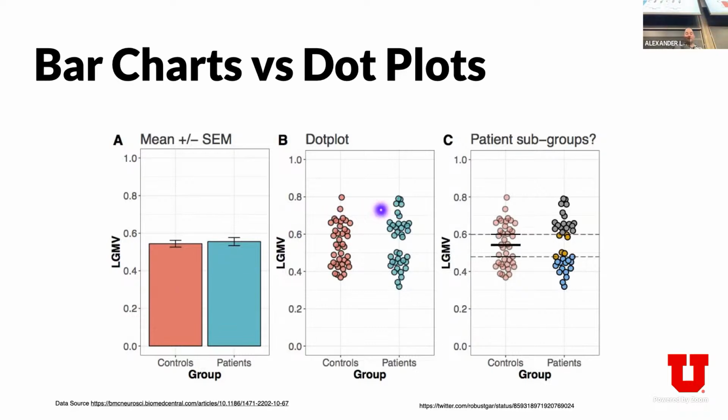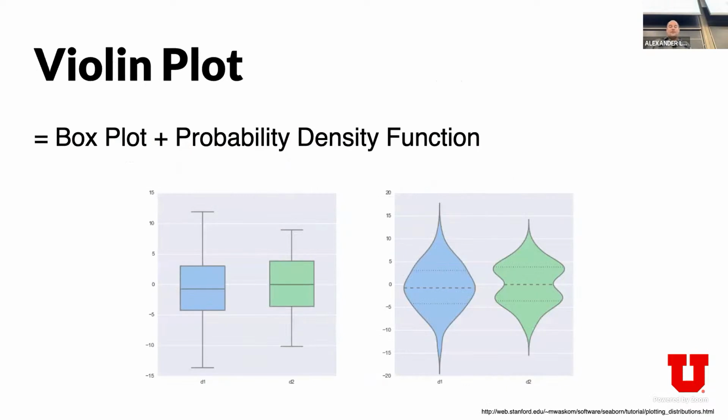But if we plotted this as dot plots, we might see that our patients actually split up into two subgroups. So maybe there is some underlying thing, and that intervention works for a subset of the patients, but doesn't work for another subset of the patients, right? That is something you should be looking at more closely, but you would completely lose it if you only looked at this in a bar chart with error bars.